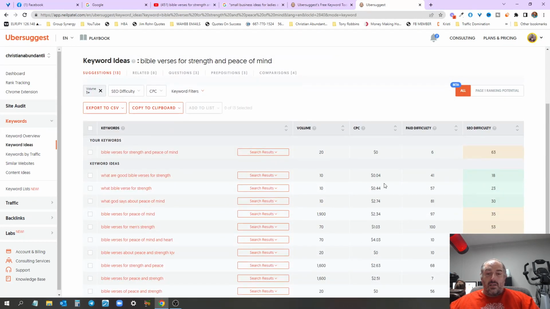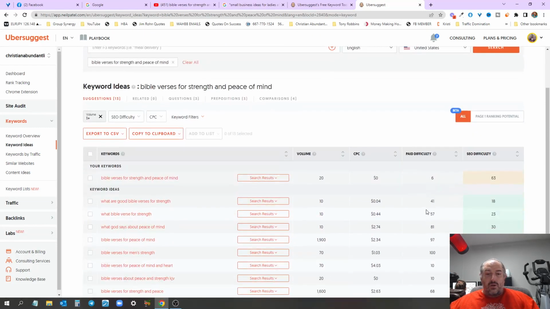And look, here's a few better ones. No real good ones in this particular list, but here are a couple that still fall into the tens. What are good Bible verses for strength? At 10 searches a month with only an SEO difficulty of 18. This is a way better keyword than this keyword, simply because there's half as many people looking for it, right? But the difficulty is way better. So your chances of getting up to the top are a whole lot better than if you're trying to get in here for the 20.